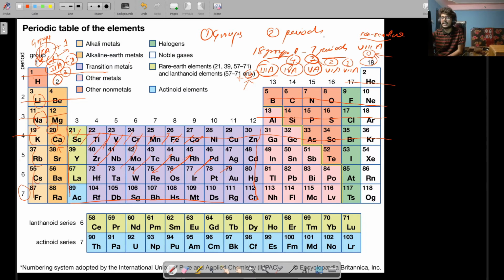It cannot give or accept electrons, which means these elements are totally non-reactive. Valency 1 signifies the element can either gain one or lose one, right? So sodium will have valency 1, also fluorine will have valency 1. The difference between these two is that sodium, being a metal, can lose an electron, and fluorine, being a non-metal, will gain an electron.